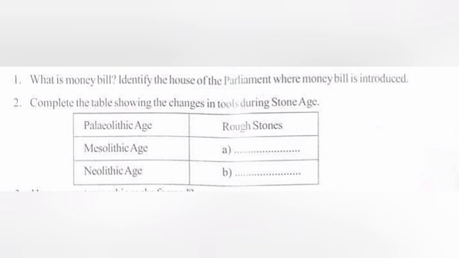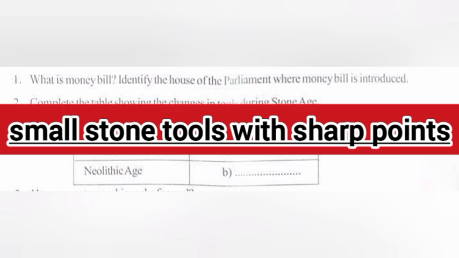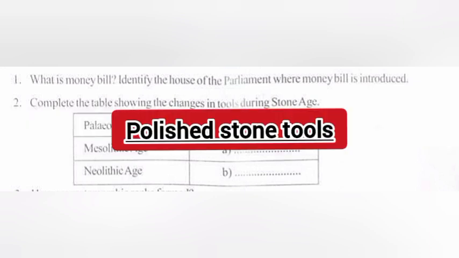2. Complete the table showing the changes in tools during Stone Age. Paleolithic Age, rough stones. Mesolithic Age. Answer. A. Small stone tools with sharp points. Neolithic Age. B. Answer. Polished stone tools.